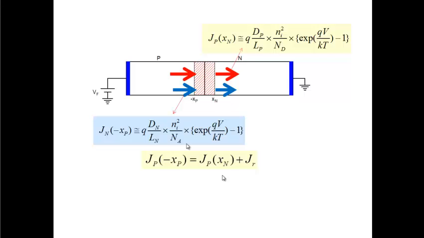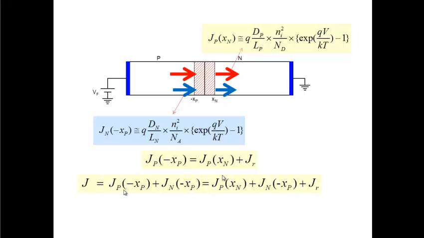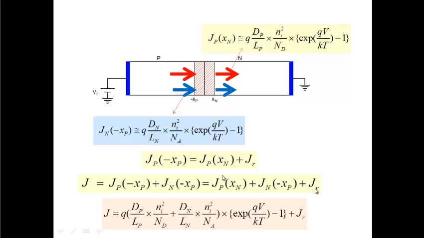If I add this up, I get a total current which is Jp at minus Xp plus Jn at minus Xp, the sum of these two components. It tells us Jp at Xn plus Jn at minus Xp plus JR. So what it says is my total current inside the device, these two we have already found out, is the standard term. In addition, there is a recombination component, and this is what we have been neglecting.